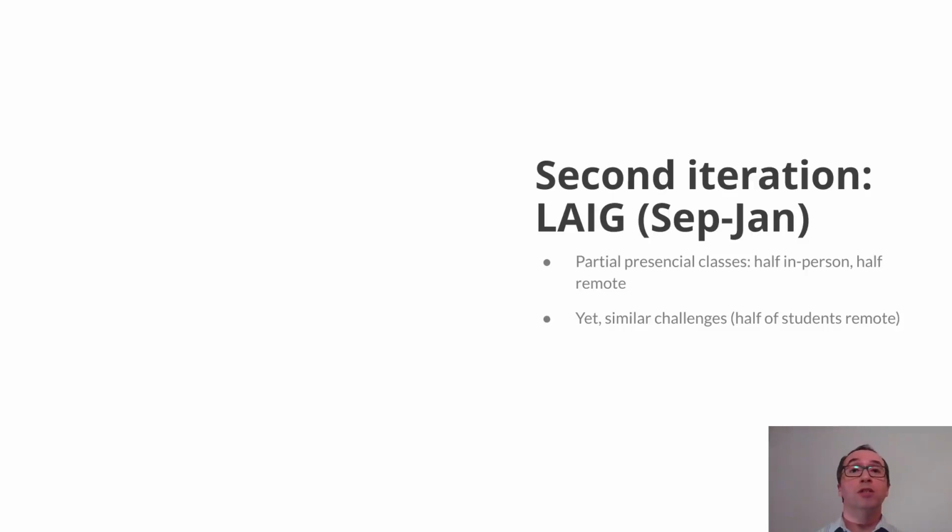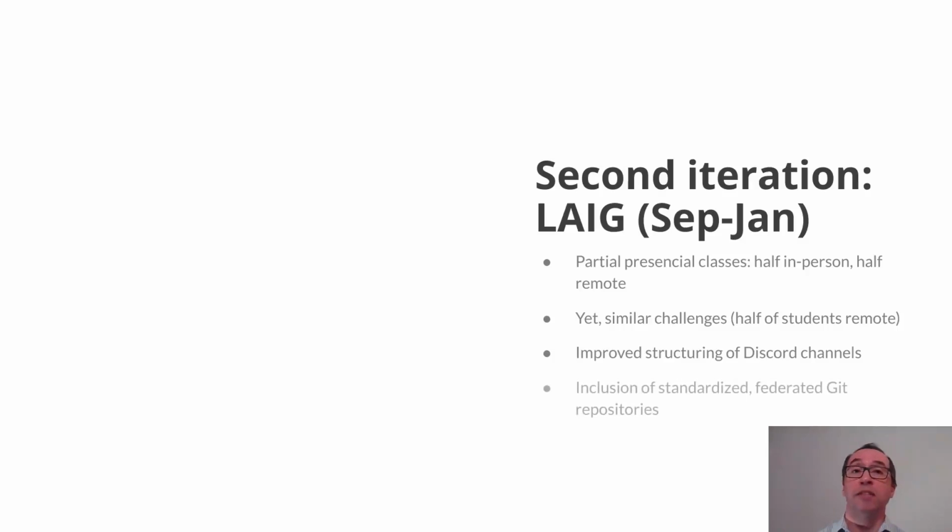We therefore continued the same model we had applied in SEGRAS, improving a bit more the structuring of Discord channels. It was also at this point that we introduced the use of standardized Git repositories, managed by the teachers using federated authentication. This brought important improvements. We could have a more structured follow-up on project evolution, access easily the code of the students to assist them, and get some additional metrics to support assessment.